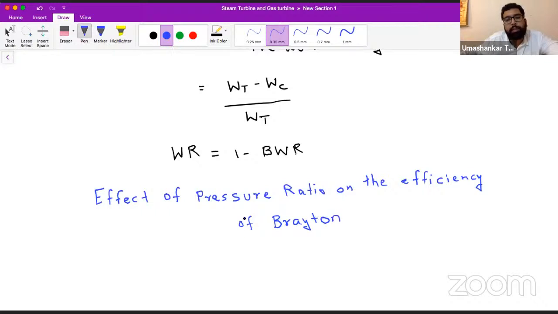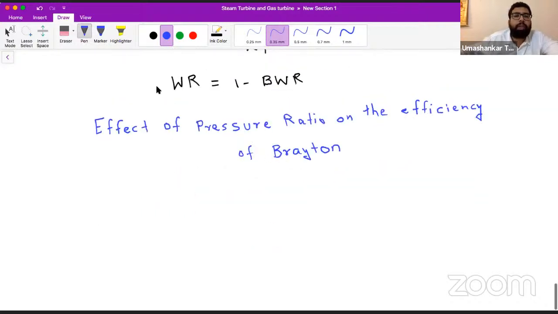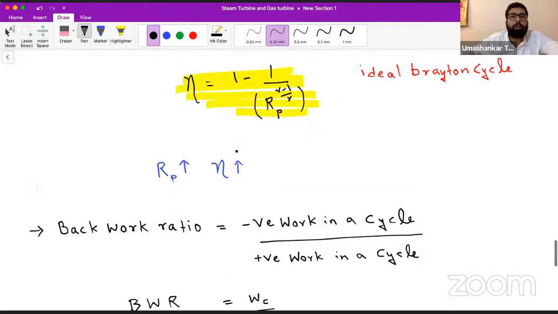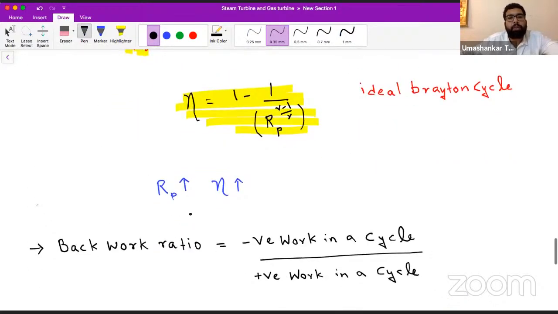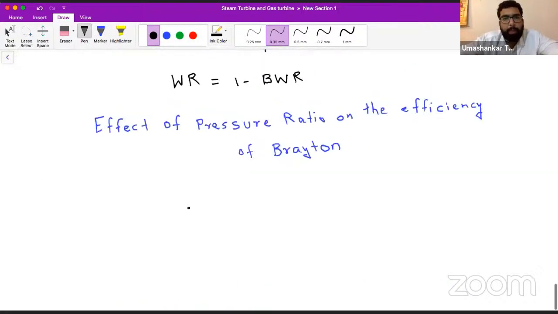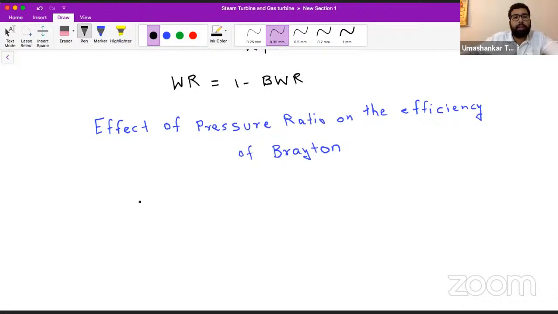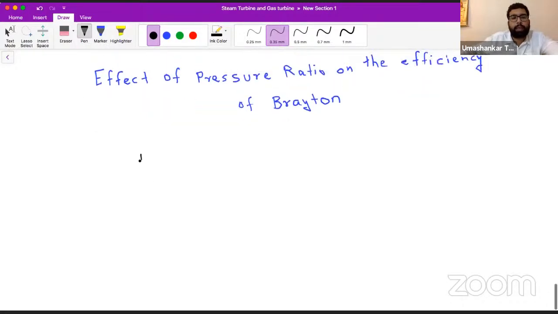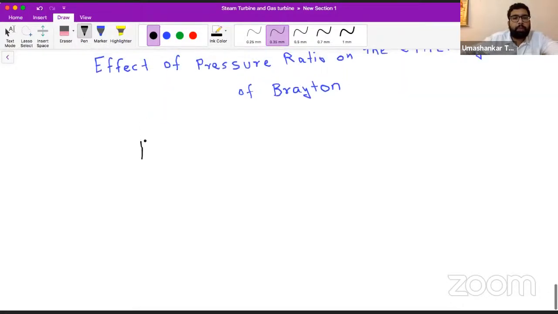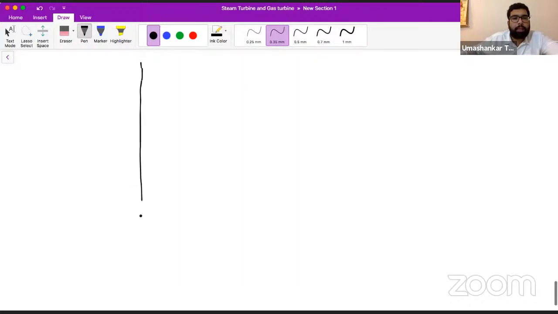You will say, sir, we have seen it. You have just told us that if the pressure ratio is increased, our efficiency will increase. But this is not that simple. Now we have to understand a few more things here. So if I try to show you by using our TS diagram, let us pay a little more attention here.